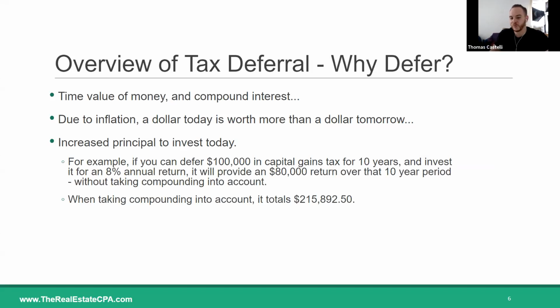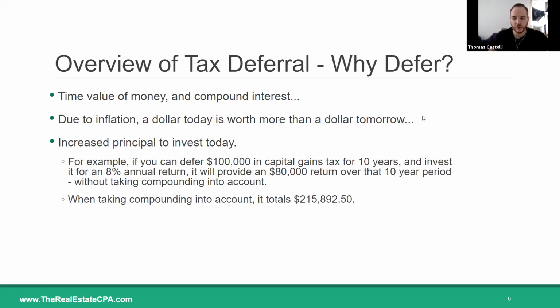That investment will provide an $80,000 return over that 10-year period without taking into account compounding. If you take into account that it were to compound at 8% per year, meaning each year you get that first $8,000 check, then you have $108,000 and that earns 8%. Your total return being $215,892.50.